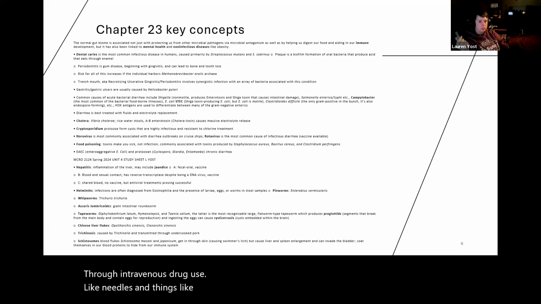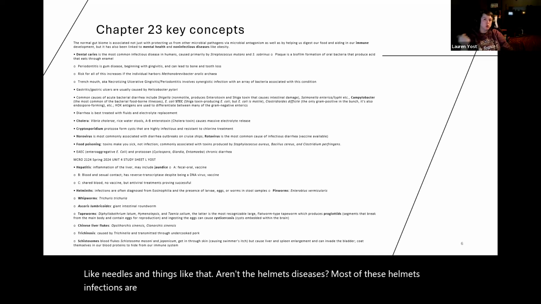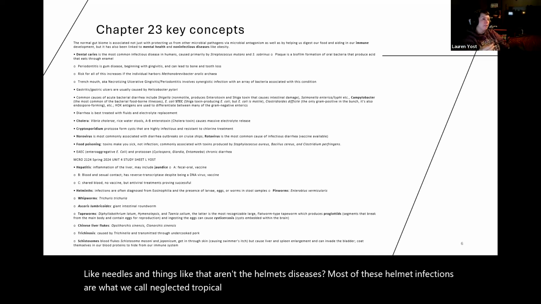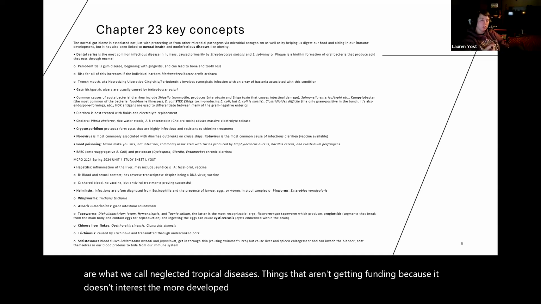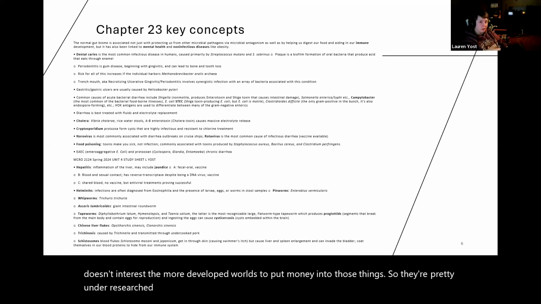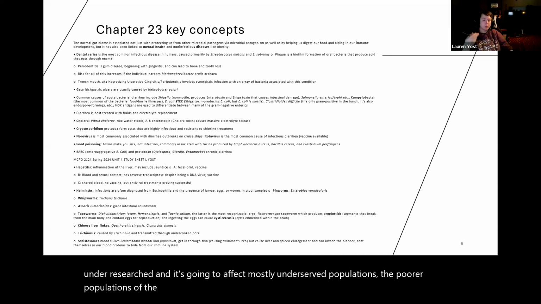Next are the helminth diseases. Most of these helminth infections are what we call neglected tropical diseases, things that aren't getting funding because it doesn't interest the more developed world to put money into those things. And so they're pretty under-researched, and it's going to affect mostly underserved populations, the poorer populations of the world. We see this more in what we call third world or underdeveloped countries for the most part.